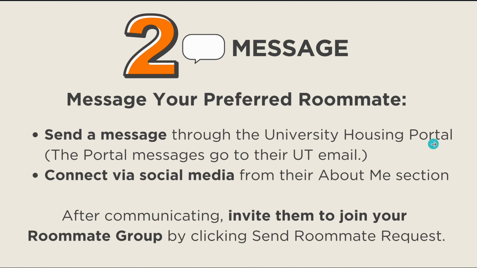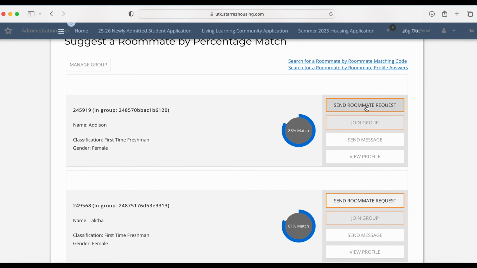The next step is to message your preferred roommate. You can send a message through the University Housing Portal. You may also see people's social media handles in their profile, and you can connect with them using that. After talking, invite them into your roommate group by clicking Send Roommate Request. Here's how to do it in the portal.